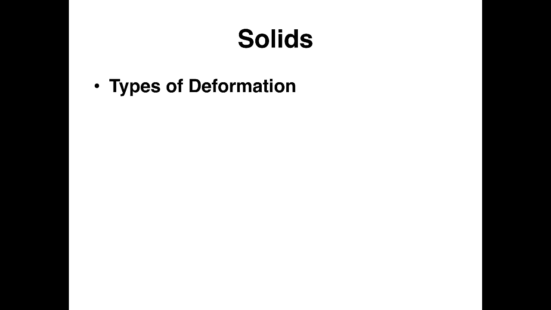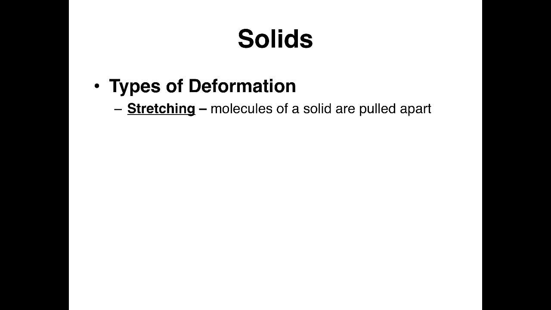Now, there are various types of deformation depending on the relationship of the force to the surface and to the molecules in the solid. So, for example, if you try to pull the molecules of a solid apart, that deformation is called a stretching motion. So if you grab two ends of a plastic spoon and try to separate your hands, you're trying to stretch the molecules in that solid, and you'll realize very quickly that that's difficult to do. And plastic is not particularly stretchy.